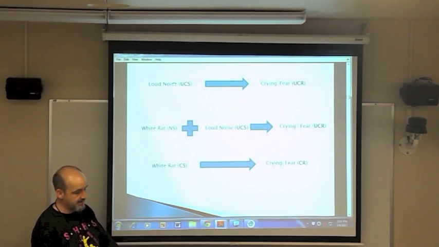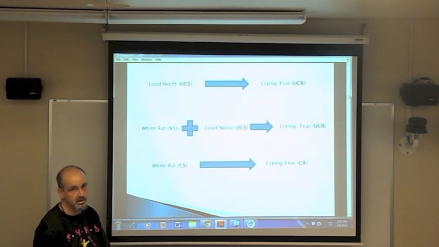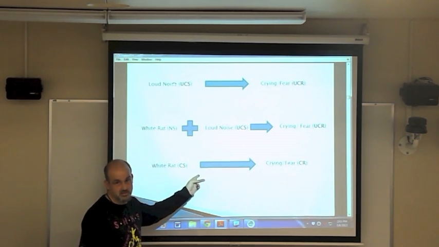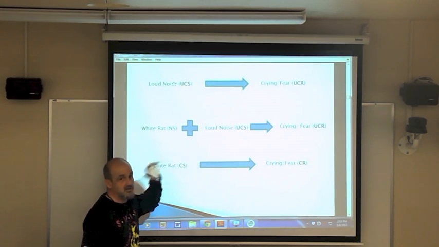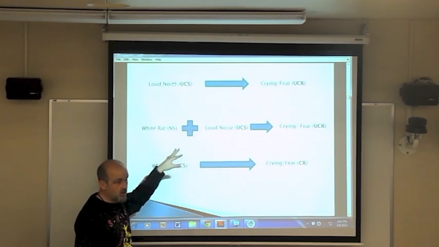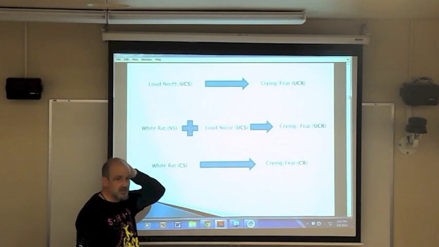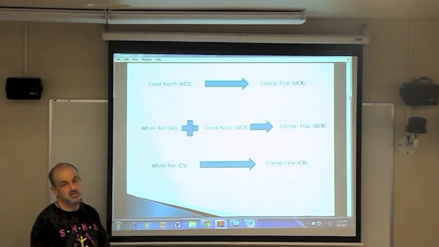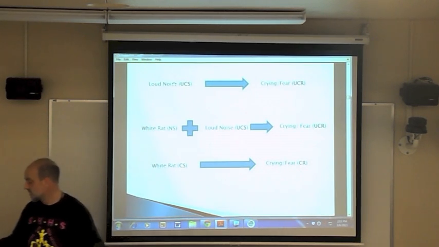Well, eventually what happened was little Albert associated the white rat with the loud noise, and so the white rat became a learned stimulus. It was a predictor that a loud noise was going to come. So now, it was neutral before. The white rat came out and little Albert didn't do anything. Now, every time he sees it, he becomes scared because he associated it with the loud noise.